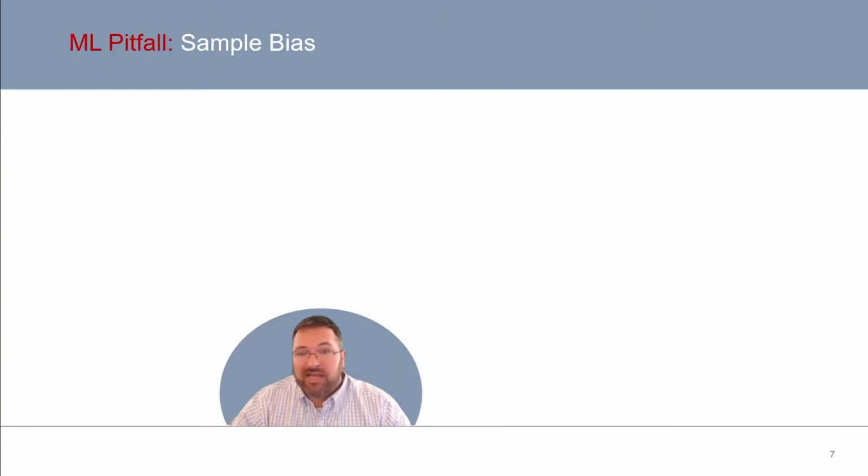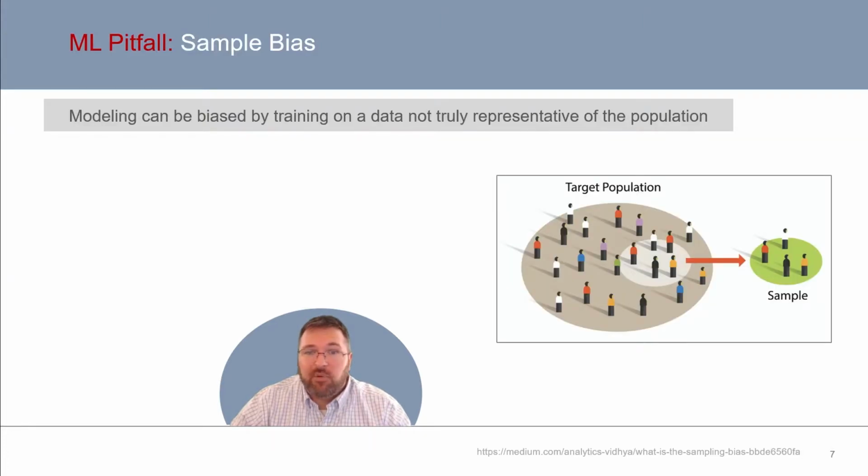At this point, let's stop and discuss another machine learning pitfall, specifically sample bias. In the context of modeling, sample bias refers to the bias in model evaluation that can occur if the training or testing data was not truly representative of the population.